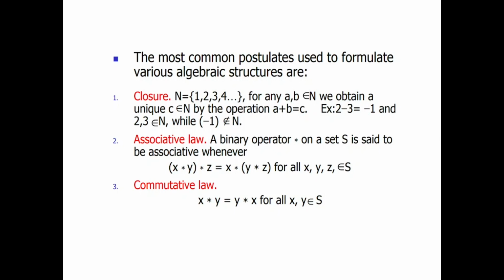Associative law: a binary operator star on a set S is said to be associative whenever (x * y) * z equal to x * (y * z) for all x, y, z belongs to the set S. Commutative law: x * y equal to y * x for all x, y belongs to S.